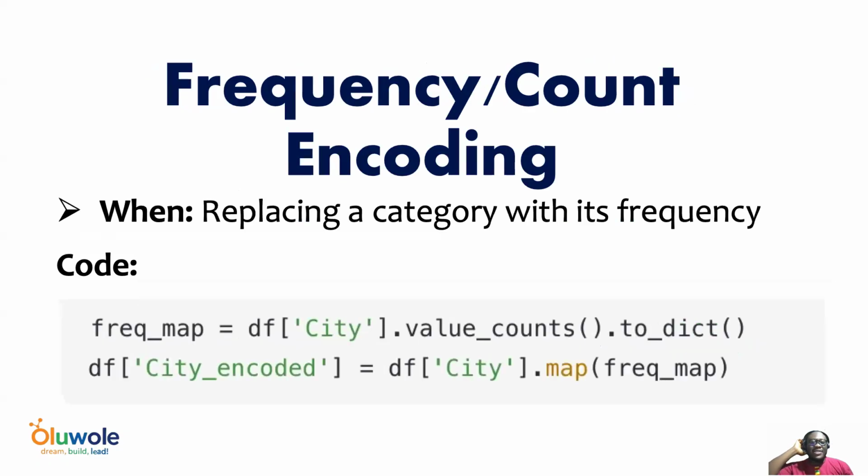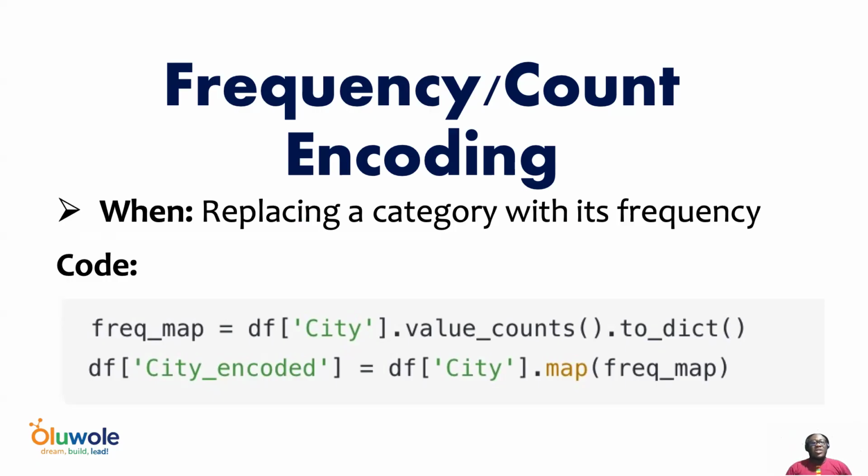Then when you talk about frequency count encoding, you are replacing a category with its frequency. That's all you are doing. So for that city, it's better to use the frequency of that city. You create a frequency map and you count. So you encode and map those cities with their value counts. Maybe the way it has been arranged here, Kaduna comes first or something like that. So you now use the counts to map those cities. So I think that is even better.